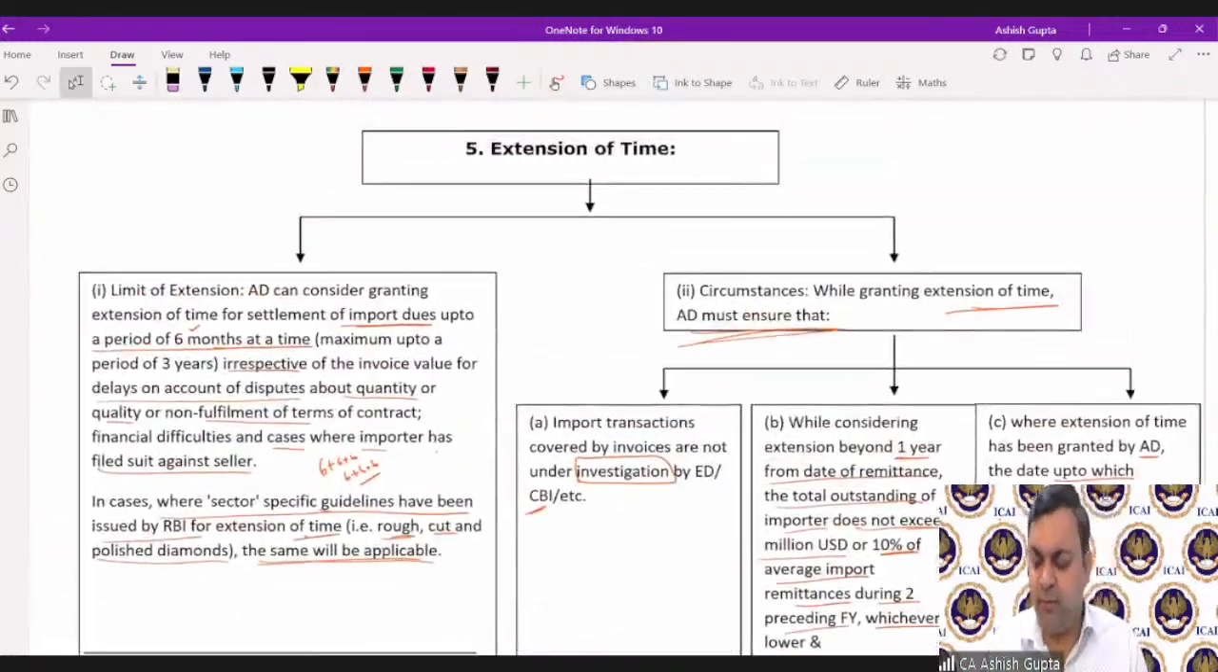So, the fifth point talks about the extension of time. We will provide the extension of 6 months at one time, up to a maximum of 3 years. Extension will not be provided if scrutiny is being done by the ED or CBI, that is, if some inquiries are going on. Extension beyond 1 year from the date of remittance can be provided in parts. Up to 1 year there is no restriction. Beyond 1 year, the maximum amount remaining unpaid will be 10 lakh USD or 10% of the average import remittance in the preceding 2 financial years.